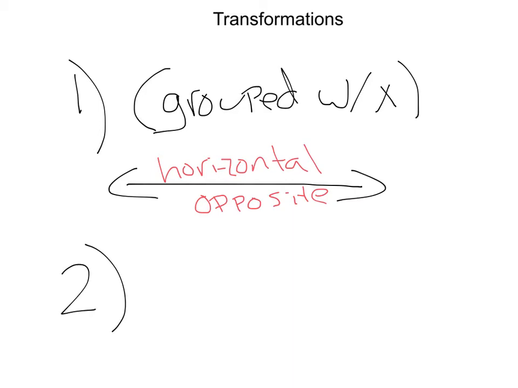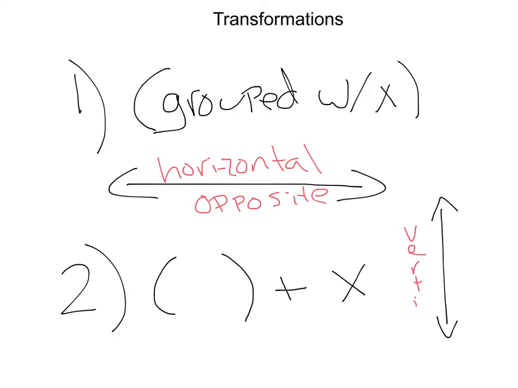If you have something outside of the group, so the x is on the outside of the group, it is going to be a vertical transformation. It's going to be vertical, and it is not going to be opposite. It is going to be regular. I'll just say that's more confusing than necessary. It's just not opposite. Just note that it's regular. I'll go ahead and put regular.